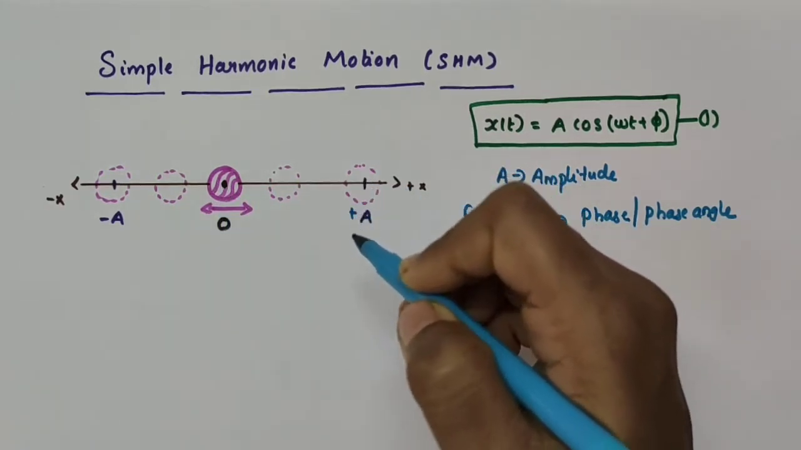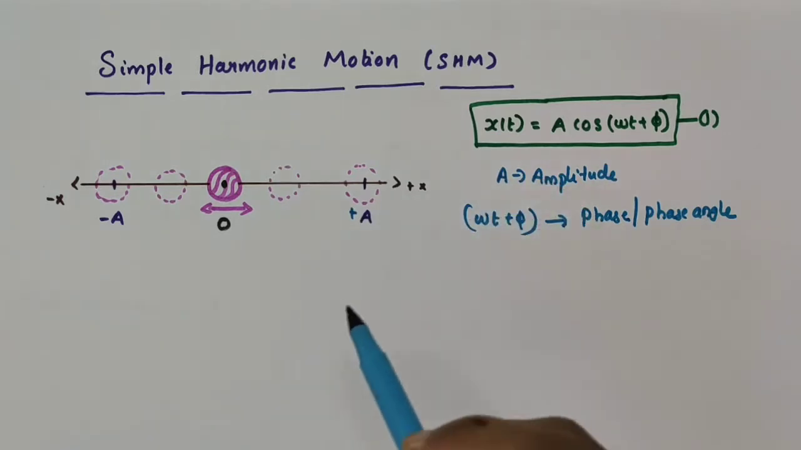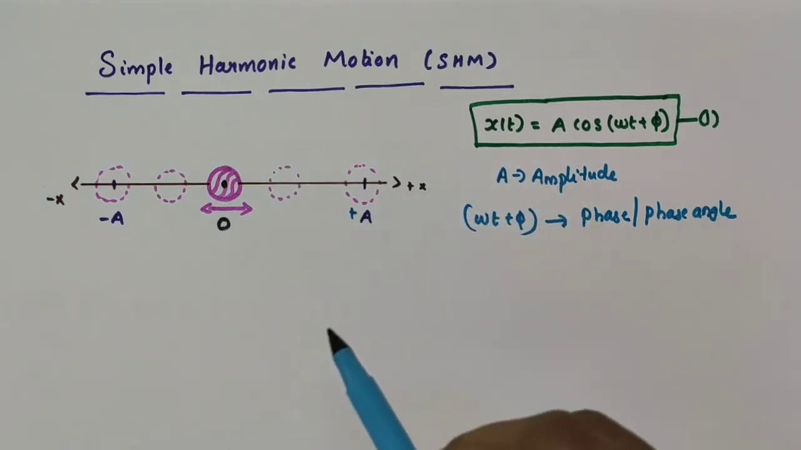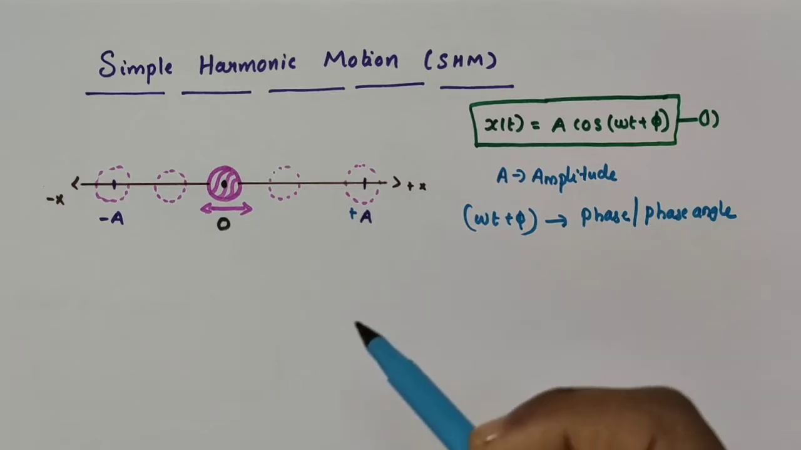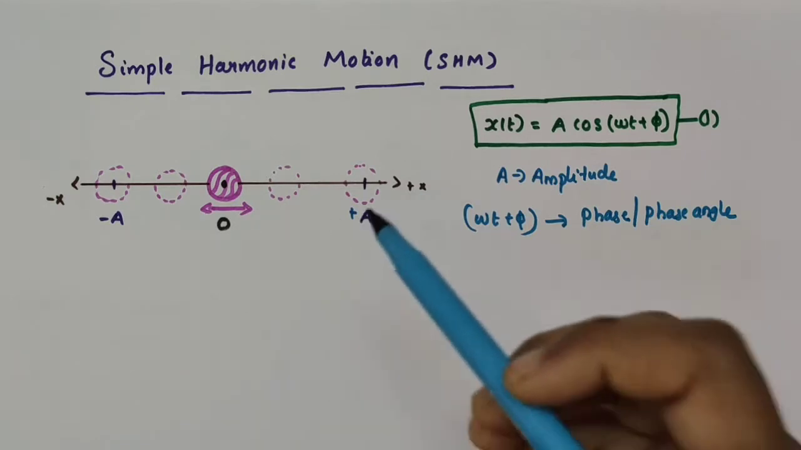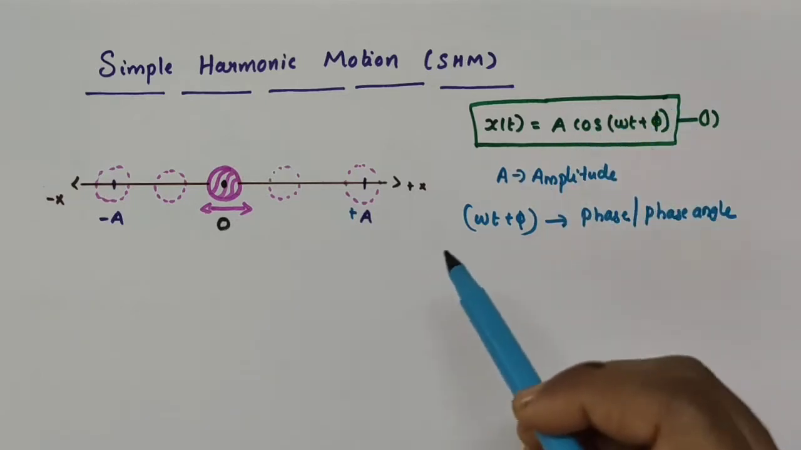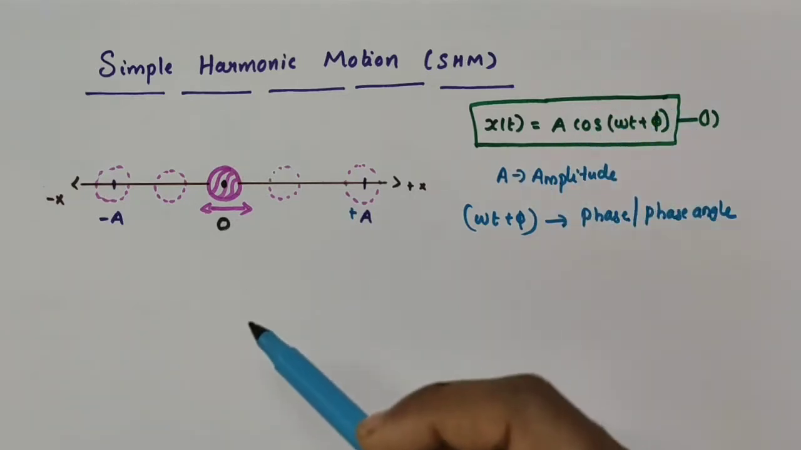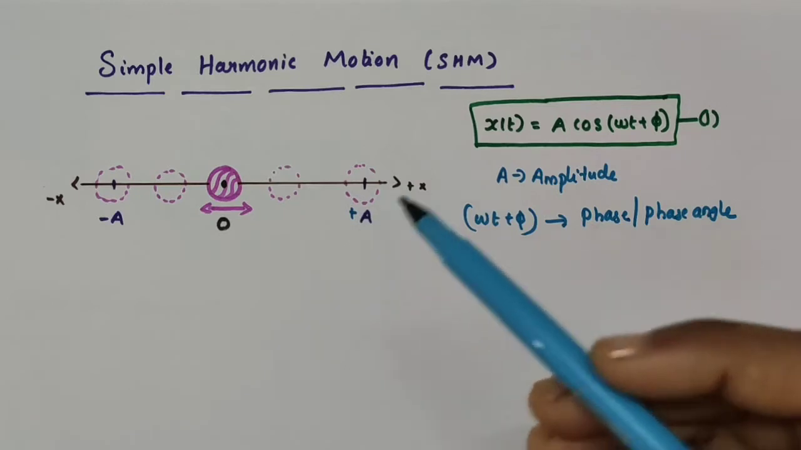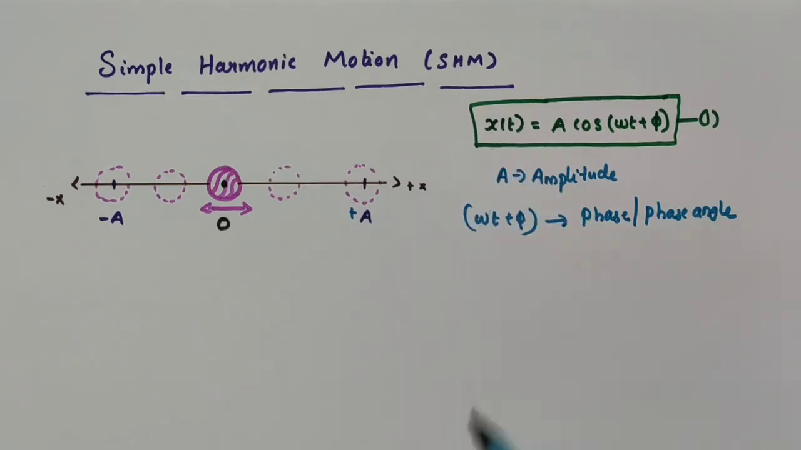Simple harmonic motion is not any periodic motion, but one in which displacement is a sinusoidal function of time. It can be a cosine function or a sine function. That is, simple harmonic motion can be described by trigonometric functions like sine or cosine.